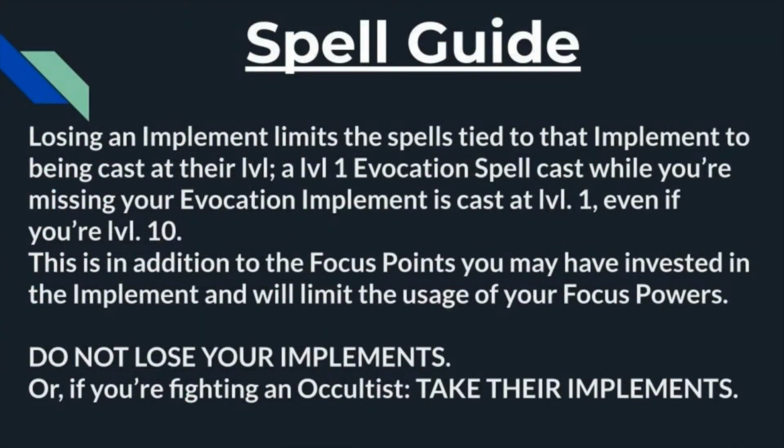And then losing an implement limits the spells that are tied to that implement to being cast at their level. So if you have a level 1 evocation spell that you cast while you're missing your evocation implement, it will be cast at 1st level, even if you're a level 10 occultist. So this is in addition to any focus points that you may have invested in the implement and will limit the usage of your focus powers. So do not lose your implements. Or if you're fighting other occultists, take their implements, destroy them, break them if you have to, whatever you need to do. That will cripple them.